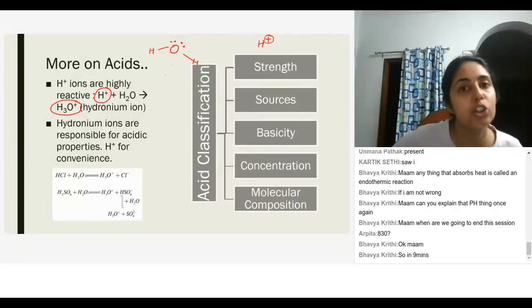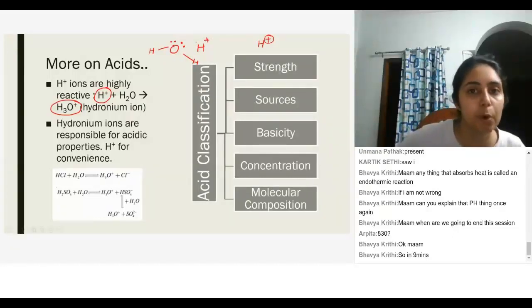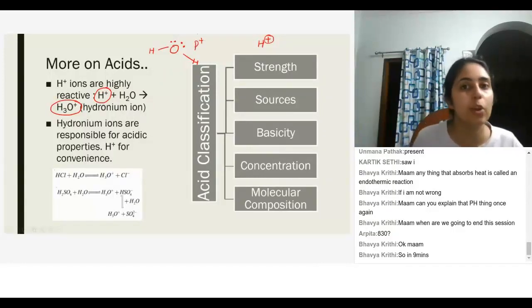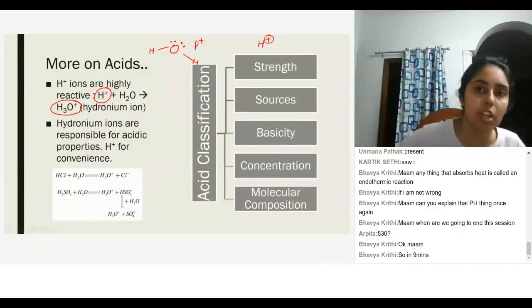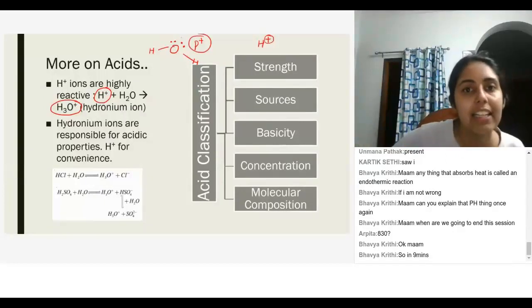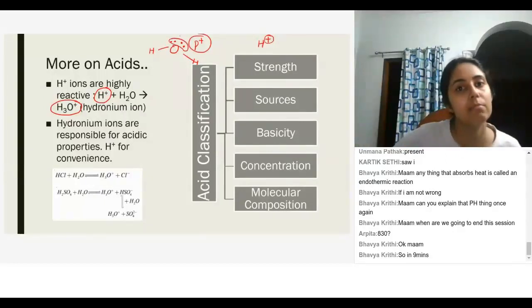water molecule, and this positively charged proton. I'm just going to write this as a proton, because I won't even call it a nucleus since there is no neutron. So this proton is positively charged and the electrons are negatively charged. Unlike charges attract each other, so they just come close to each other. That's it. That is what hydronium ion is.